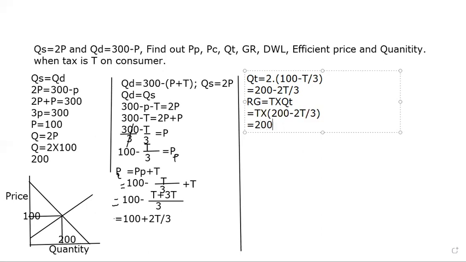Then 200t minus 2t squared divided by 3, that will be our government revenue. If you put below here, we'll get government revenue, we'll get quantity taxes, everything. And the graph for government revenue will be like that. This is the graph.